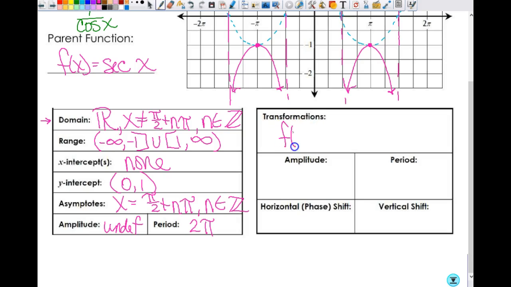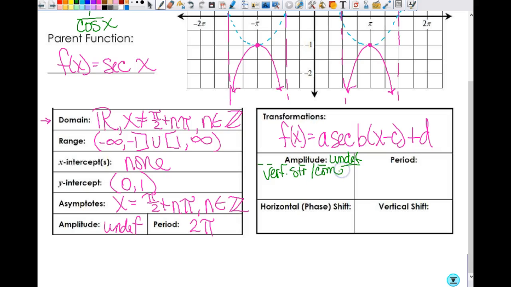Transformations. F of x is equal to a times the secant of b times x minus c plus d. But again, we're only looking at the a and the b. Amplitude is undefined still, but we could still have a vertical stretch or compression, which is the absolute value of a. The period works the same way as it did for the reciprocal, which is 2 pi over the absolute value of b. This is c and this is d, just like it always is. Ask me questions. Anybody got questions?